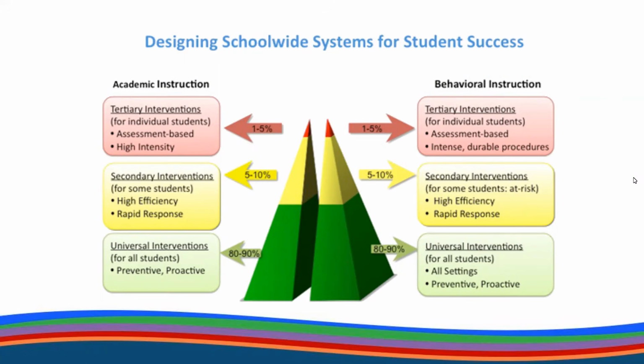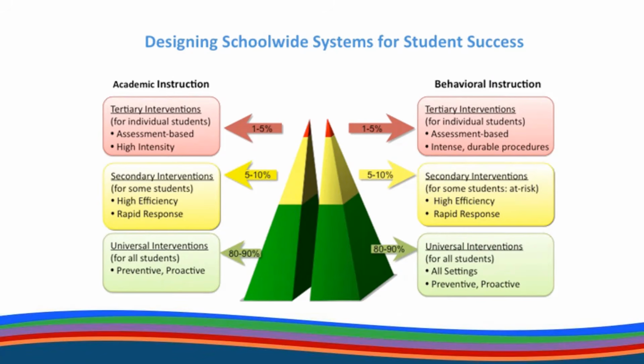Now let's shift our thinking to multi-tiered systems of supports. This visual shows a 3-tiered pyramid that is titled academic instruction on one side and behavioral instruction on the other side. You might recognize this as the multi-tiered system of support, which is a means of providing proactive and research-based supports to all students, often organized through RTI, response to intervention, and PBIS, positive behavior interventions and supports.